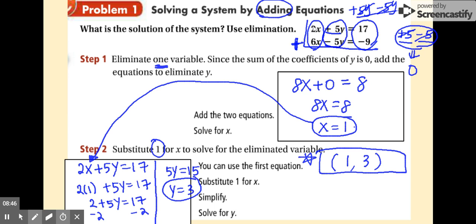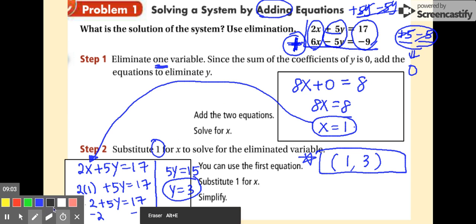So when you have two terms with the same number but opposite signs, like positive 5 and negative 5, then you can just add the two equations. When you see exactly the same term, like the example before, then you subtract. Our goal is to get rid of one of the variables to make it simple.